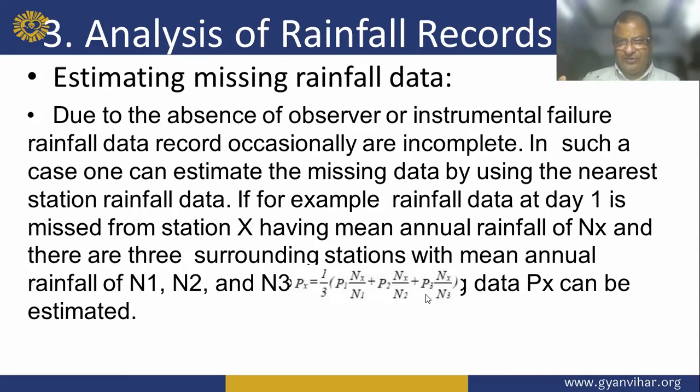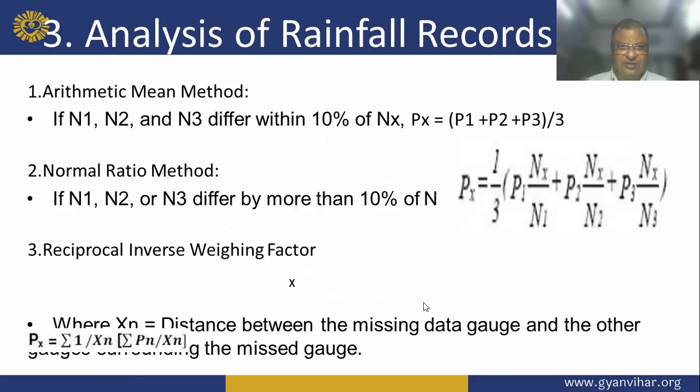If, for example, rainfall data is missing at a station on a day, and there are 3 surrounding stations with the mean annual rainfall N1, N2, and N3, the data PX can be estimated. So this is the formula of estimation of data.